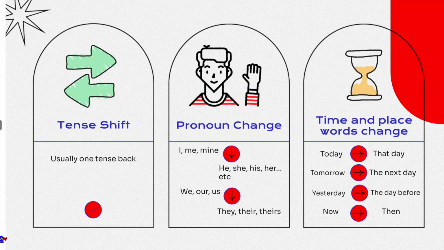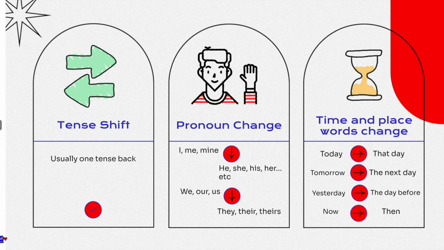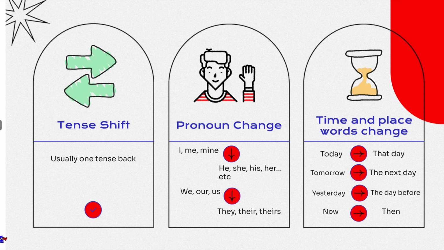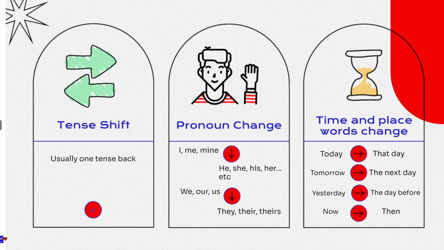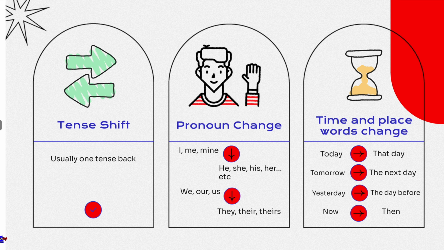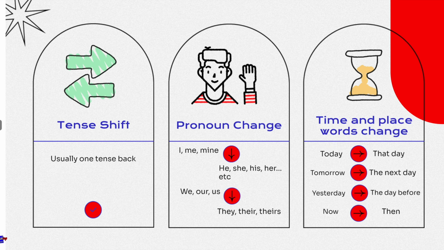So when you convert direct into indirect speech, remember three key changes. First, tense shift. Tense shift is usually one step back. For example, present becomes past, right?